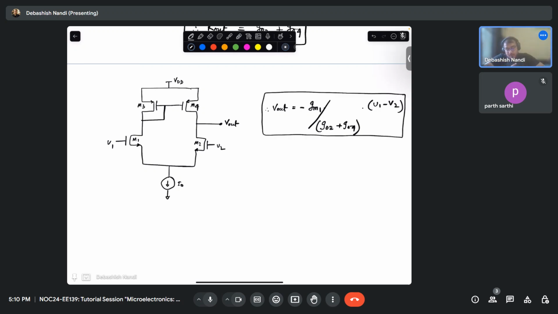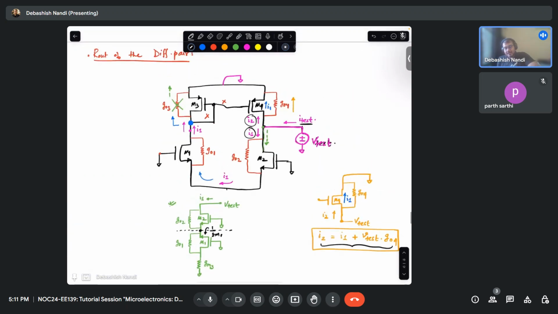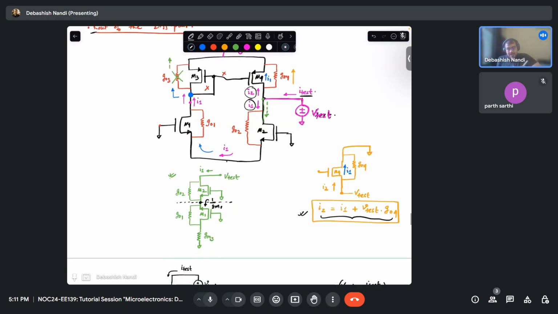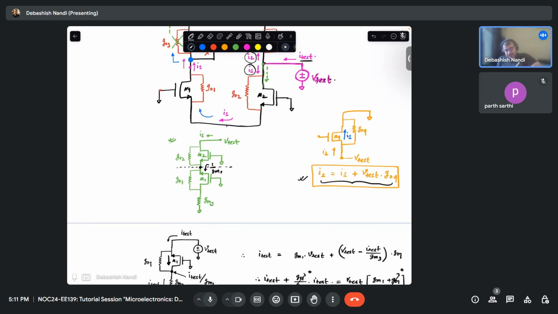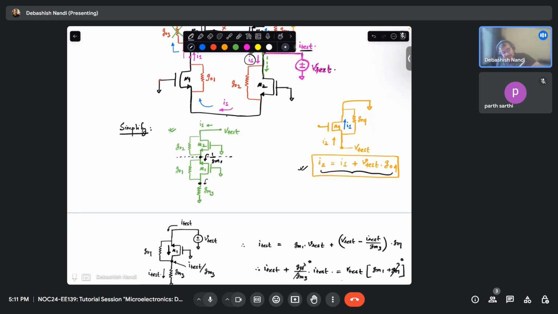Okay. So this G02 plus G04, how have you calculated? You have calculated your R out of the differential pair. You split it in two components, I2 and I1. I2 you have found out like this. I1, you have simplified this contraption and then start looking into each transistor. Below here you have seen GM3.